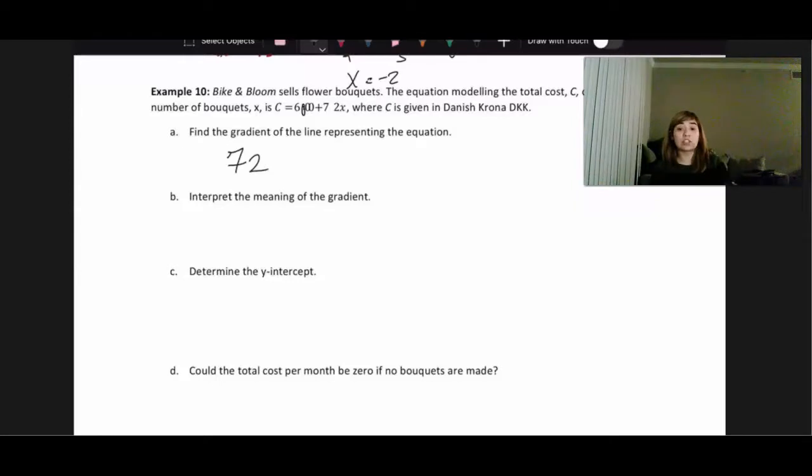And then we have to interpret the meaning of the gradient. So in this case, if x represents the number of bouquets they're selling, then the gradient is how much each bouquet costs. Because you do the price times the number of bouquets that are being sold. And that makes sense because there's going to be a real cost.